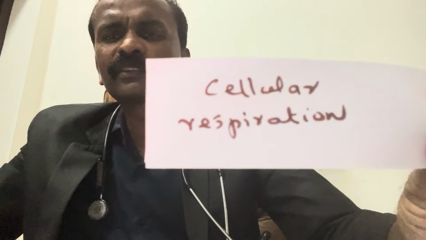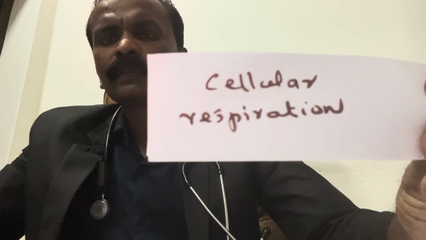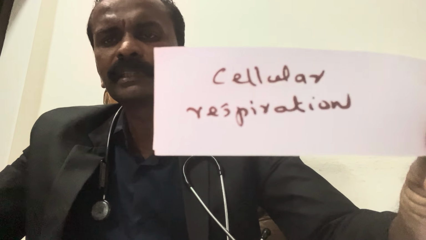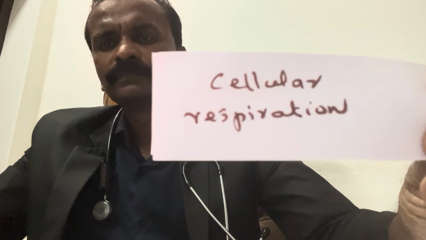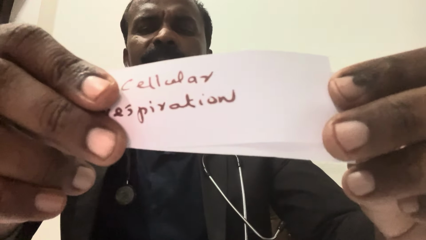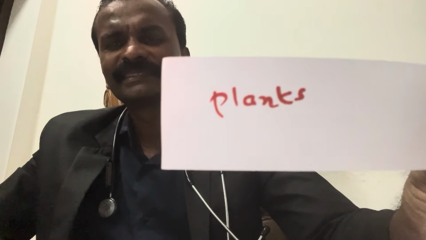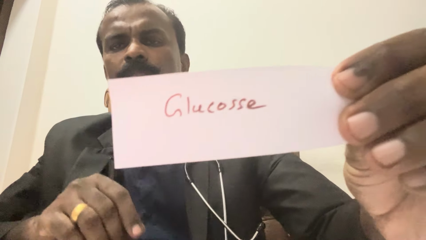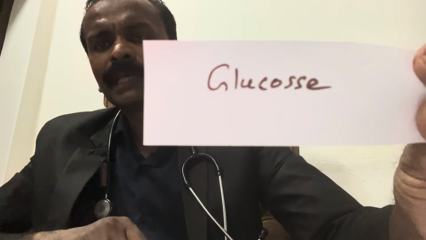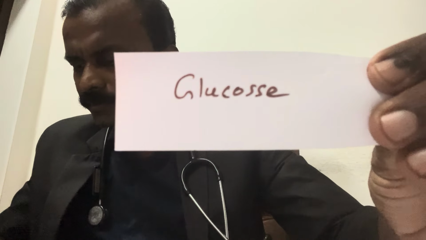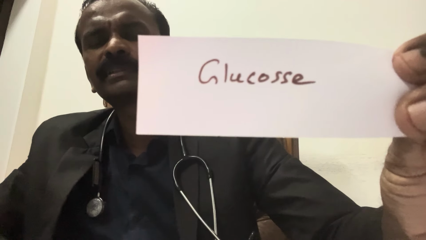Cellular respiration occurs in plants. Okay. The answer is glucose. You have to answer glucose. What is the question now?